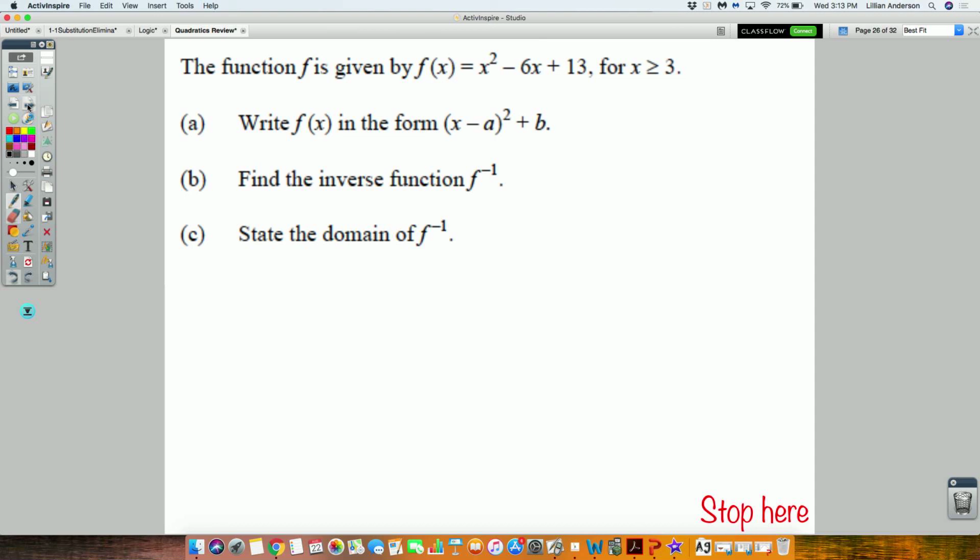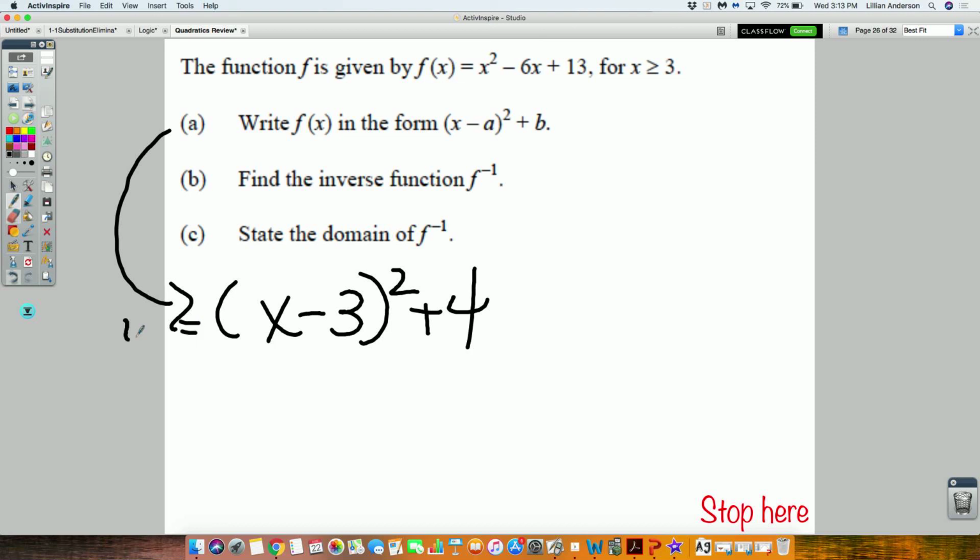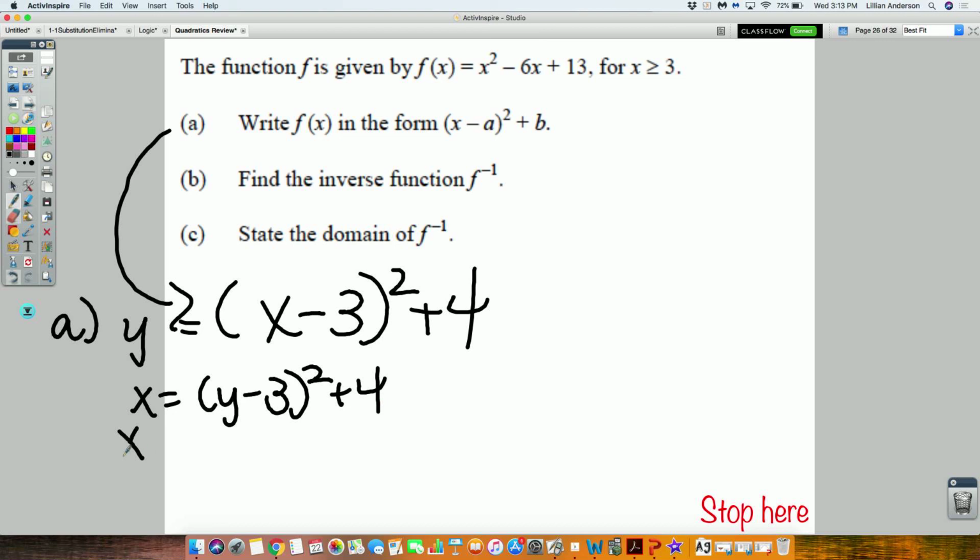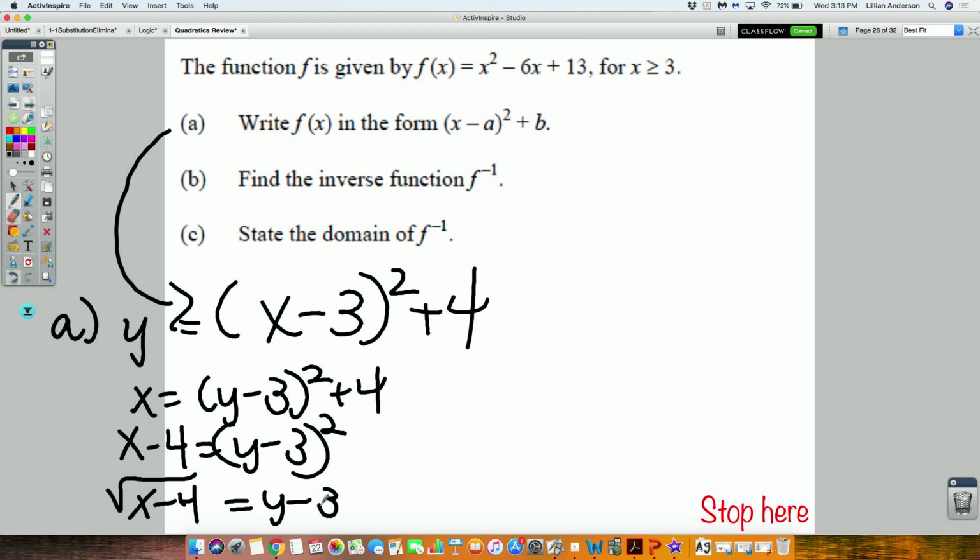This one was a combination between functions and this. When you write it in vertex form, what do you get? x minus 3 squared plus 4. So then when you find the inverse of it, remember, for the inverse you have to do what? Switch x and y. And then what? Solve for y. So I'm going to subtract 4 from both sides and then take the square root. Here you could have done your plus or minus. And then add 3 over. So the inverse would be 3 plus or minus the square root of x minus 4.